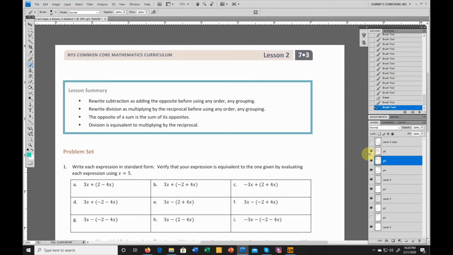So the lesson summary says we rewrote subtraction as adding the opposite before using any order and any grouping. We rewrite division as multiplying by the reciprocal before using any order and any grouping. The opposite of a sum is the sum of its opposites. Division is equivalent to multiplying by the reciprocal, meaning the opposite.